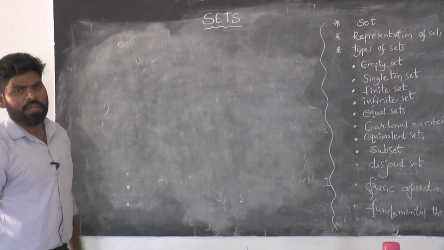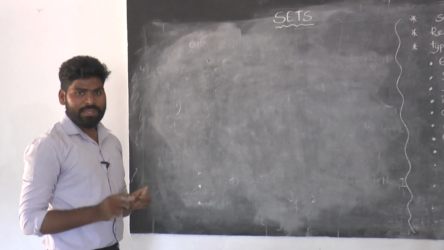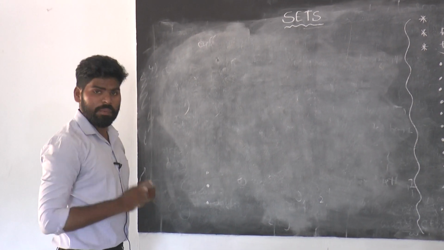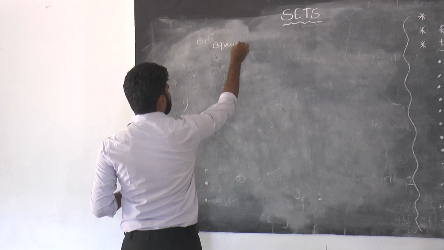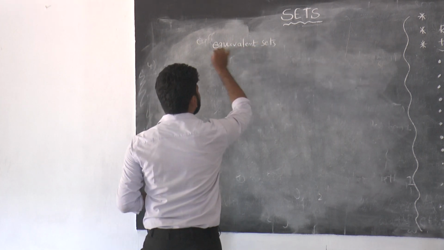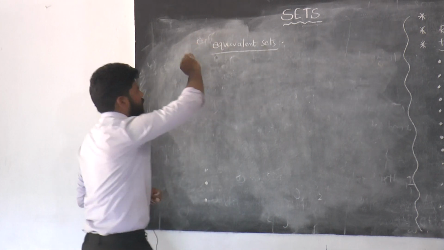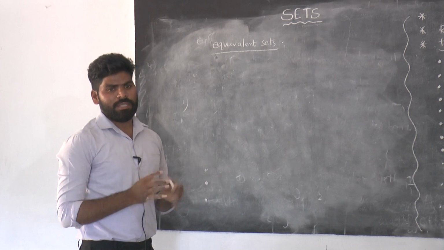Equivalent sets means the given two sets have the same number of elements. They are called equivalent sets when the number of elements is the same.